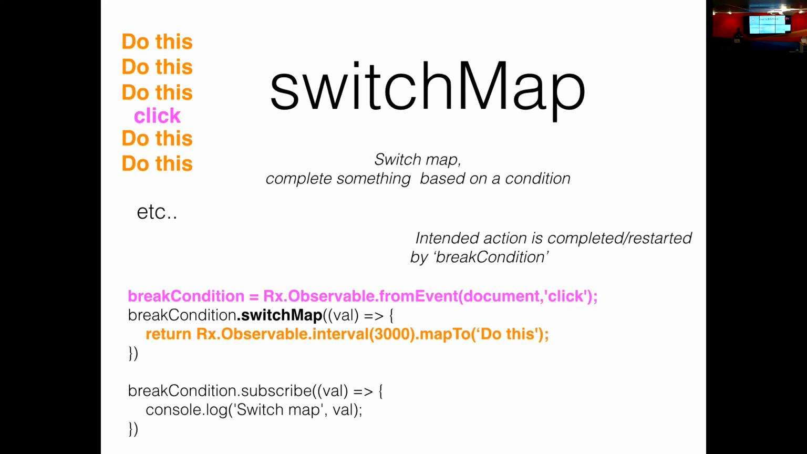Switch map is really important because when you have a case where you try to return an observable within another observable, that's when you need a switch map.